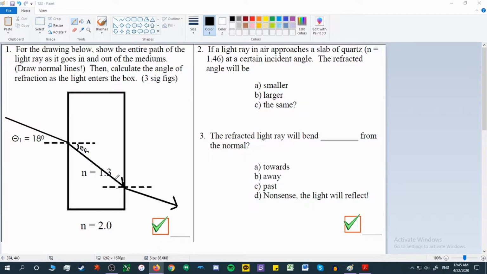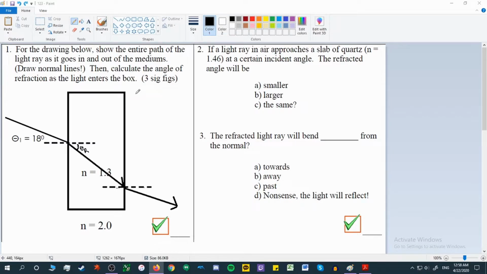that has a smaller index of refraction than the outside of the box. So if we're going from a higher index to a lower index, we know that the light is going to refract away from that normal line. So as you can see, this angle is a little bit bigger than that one. I didn't do a great job, but you can still tell that it's refracting away. And then as it's going back to the outside of the box where it has a higher index of refraction, it's going to refract towards the normal line. So that's what your light ray should look like.